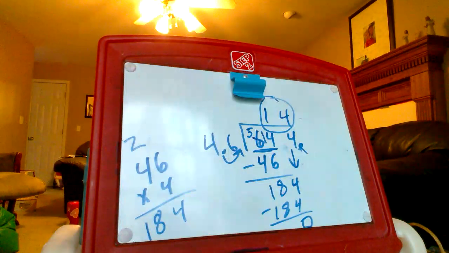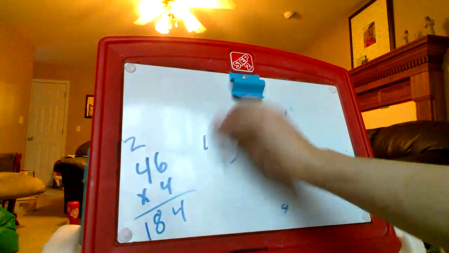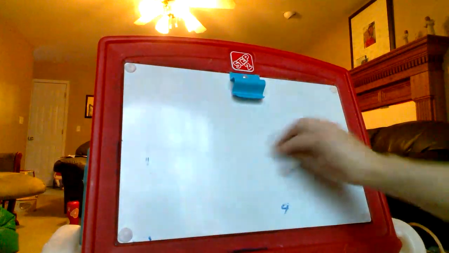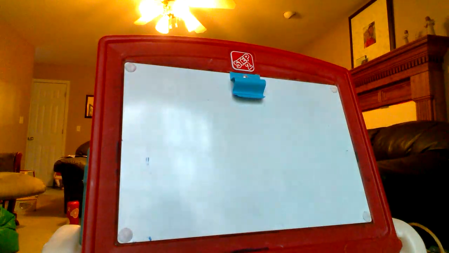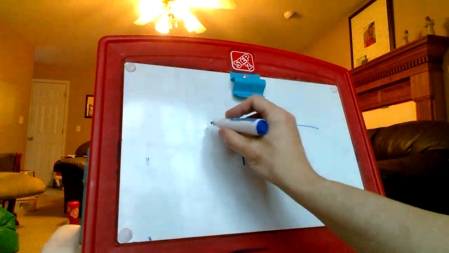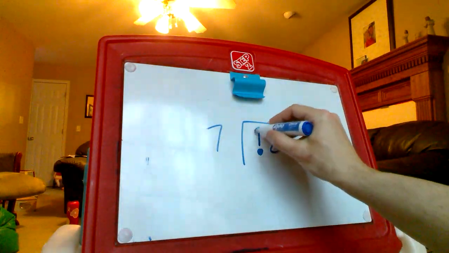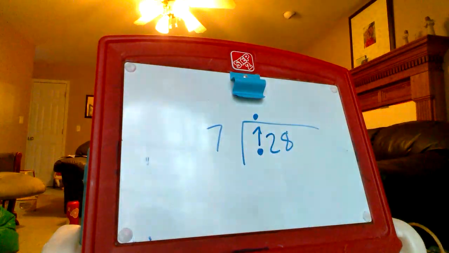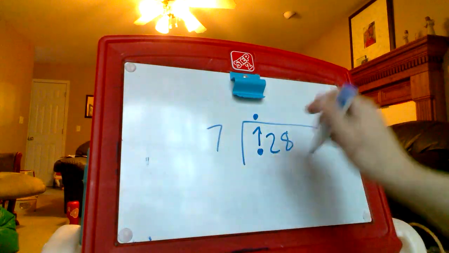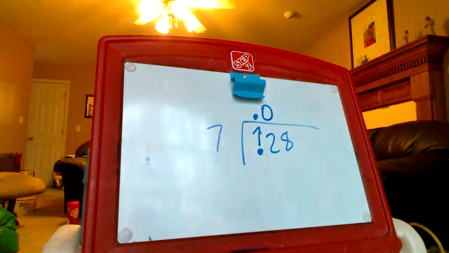So the last one today, I threw this one in there just to see if you all were paying attention. But we have 0.28 divided by 7. Again, there's no decimal out here. Actually, it is. It's hidden, but it's already a whole number. We don't have to do anything. So all we have to do is bring this decimal up. Now, will 7 go into 2? No. But since it's a no after the decimal, we have to put that no up there, or that 0.